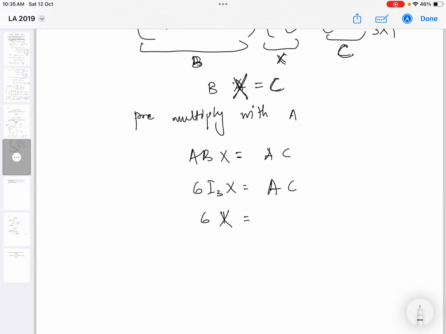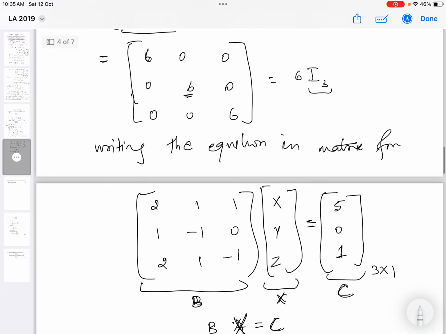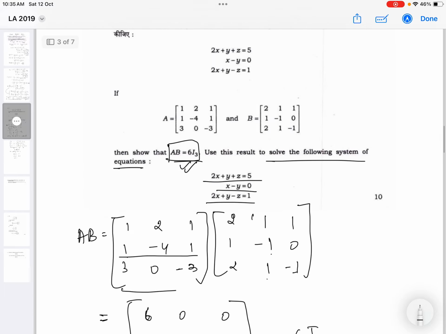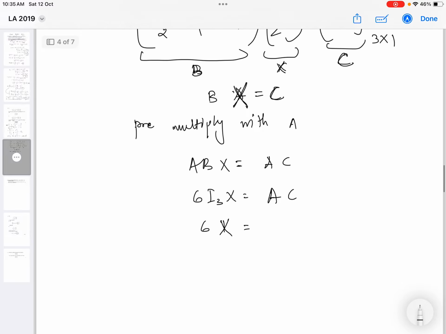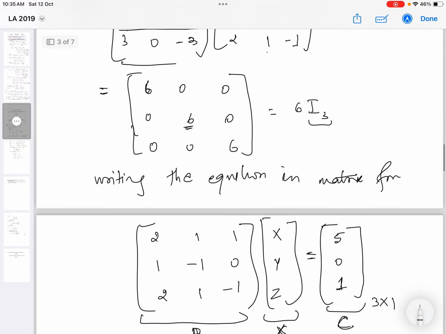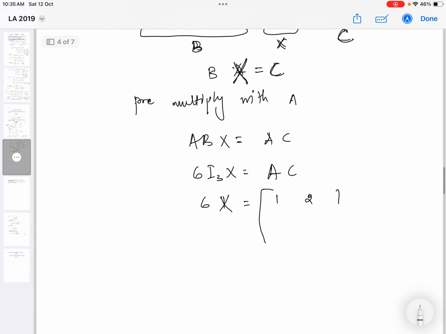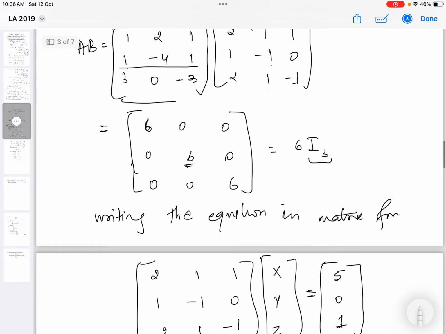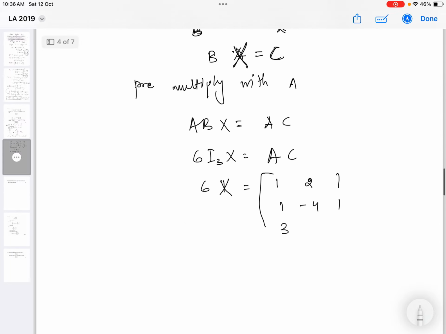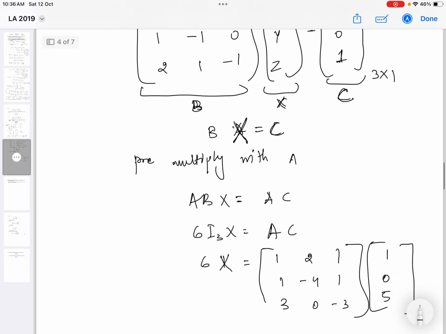तो A में पता होना चाहिए कि A क्या था, like A is 1 2 1, 1 minus 4 1, 1 minus 4 1, 1 minus 4 1, 0 3 0, 3 3 0 minus 3. C is nothing but 1 0 5, if I'm not wrong, sorry, 5 0 1.